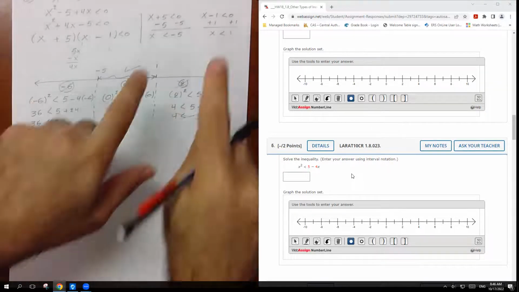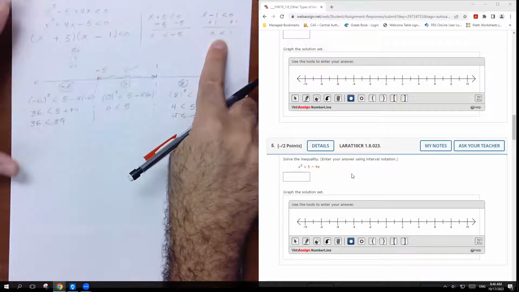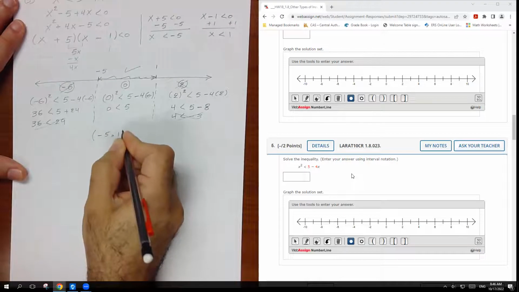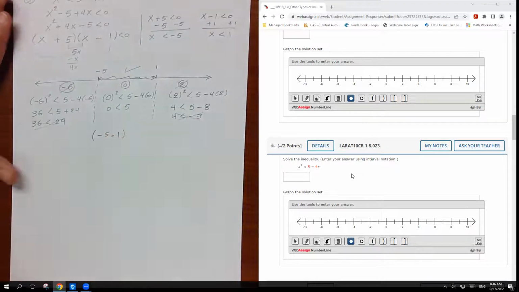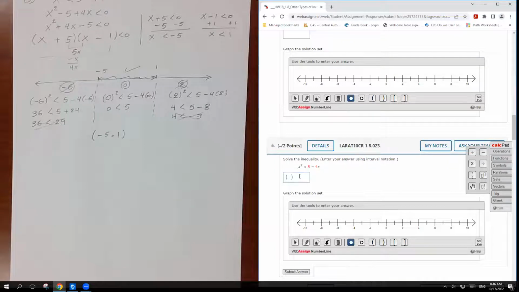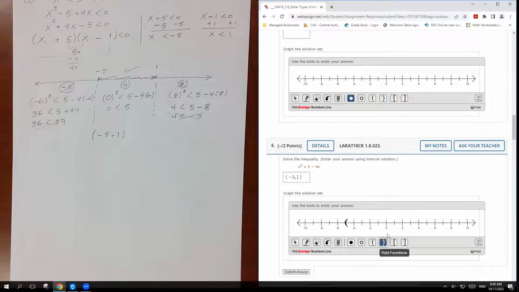How to write it down? Look to the key numbers. There is no equal signs. That means the solution is going to be negative 5, comma 1. Parentheses from both sides. So you're going to go ahead here on 2 parentheses, negative 5, comma, and 1. And to graph it, here is negative 5, and here is the 1. Parentheses, draw a line between these 2 parentheses. That's it.